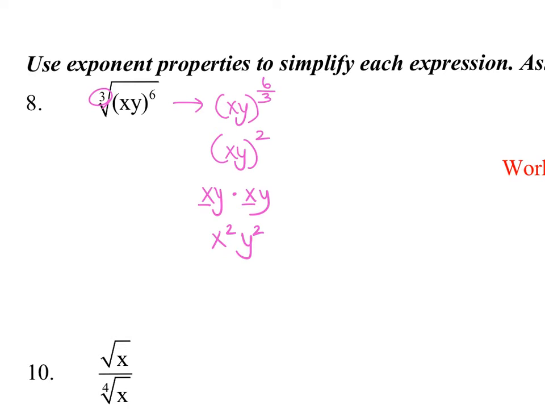There is no way to write this in radical form anymore because your denominator is 1. You don't ever write an index of 1, okay? That's just not a thing, so please do not do that. And your answer is just this. There's no way to go back to radical form, okay? You can't write that as a radical.